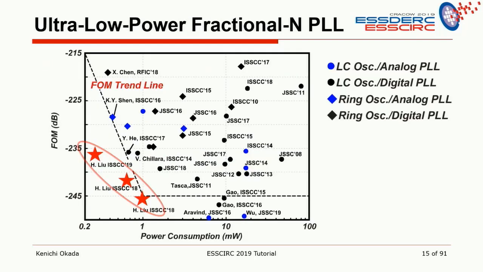Okay, after this, I will talk about some real implemented results. This shows the power consumption and FOM. The blue ones are analog implementations. The black ones are digital implementations. Actually, the lowest jitter performance and the very high performance fractional PLL is implemented by analog circuits, analog architectures.